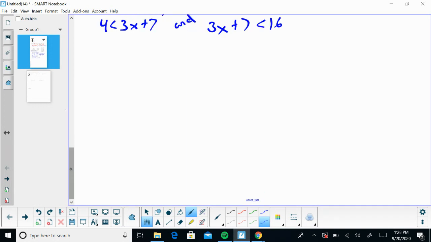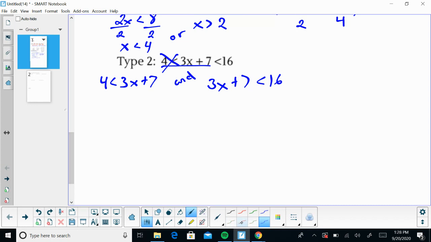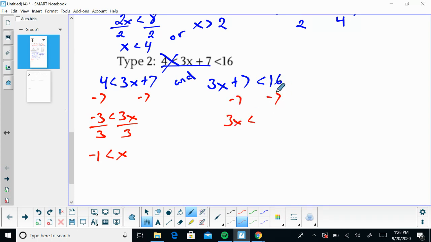Same thing here, we have to solve both inequalities. So I'm going to subtract 7 from both sides. 4 minus 7 is negative 3. Divide by 3. Negative 1 is less than x. My other inequality, I'm going to subtract 7 from both sides. 3x is less than 16 minus 7, which is 9. Divide by 3. x is less than 3.